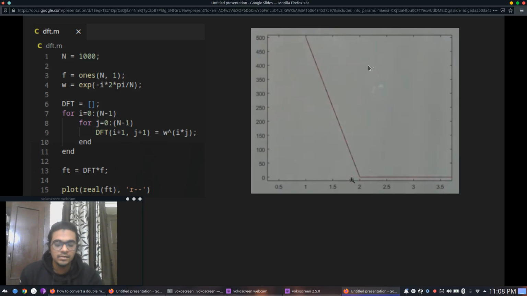Here's some sample MATLAB code. Well, I'm actually using Octave, but this code is pretty easy to understand as well. So what I'm essentially doing is, n here is the initial data vector, basically just a 1000-dimensional column vector filled with all ones, and then I compute the corresponding omega, initialize an empty DFT matrix, and iterate through the entire matrix and populate it. And here you can see the output as well.